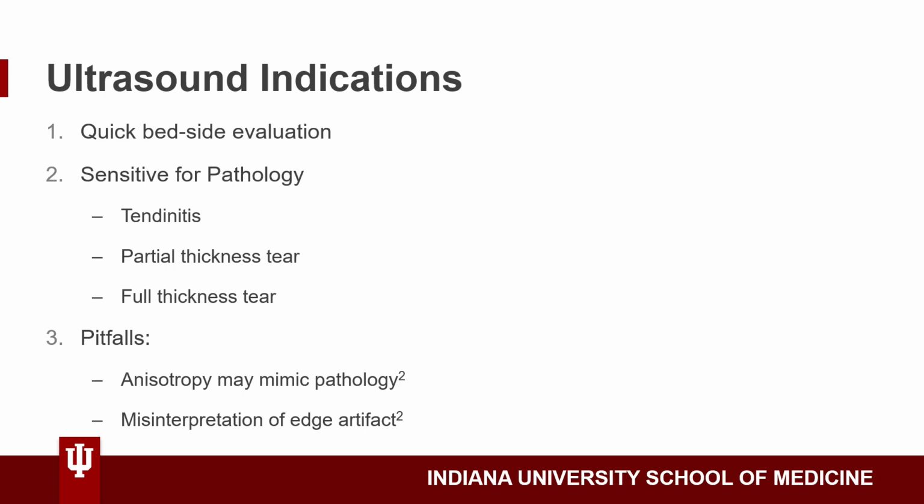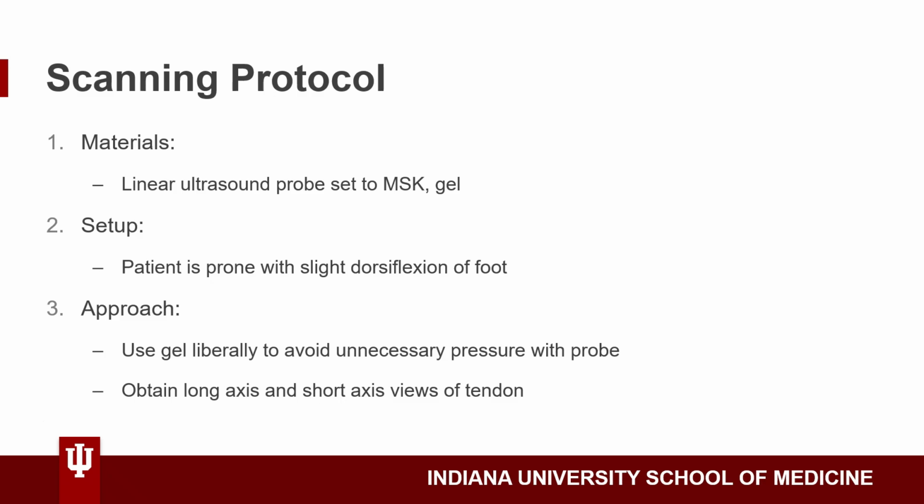Edge artifact occurs when a curved surface reflects the ultrasound beam away from the transducer. This appears as hypoechoic parallel lines projecting along the edges of the target. Edge artifact may make the curved Achilles tendon look like paratendon thickening. Providers should be mindful of these effects as they perform a scan in order to reduce the likelihood of a false positive reading.